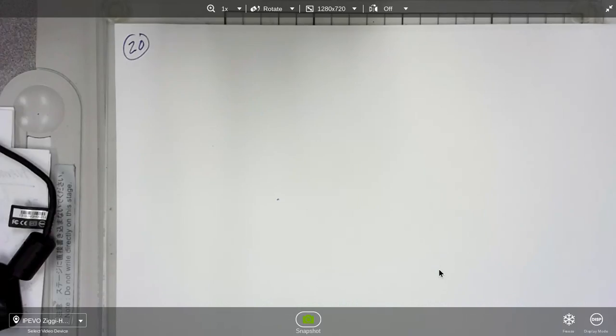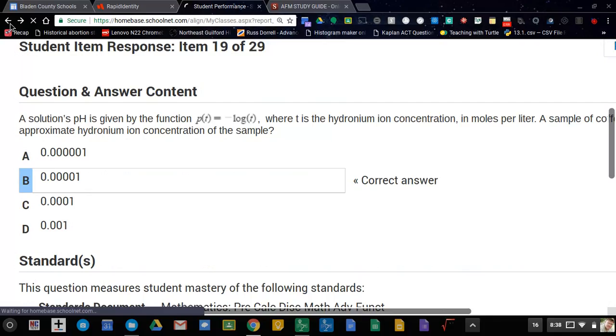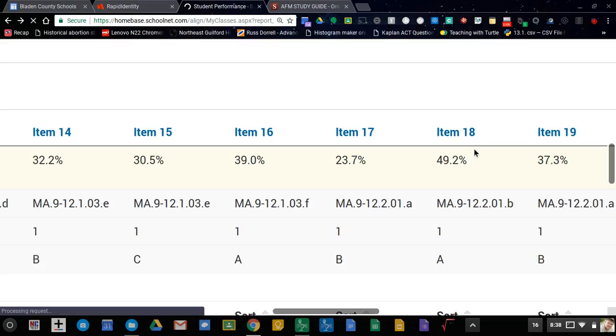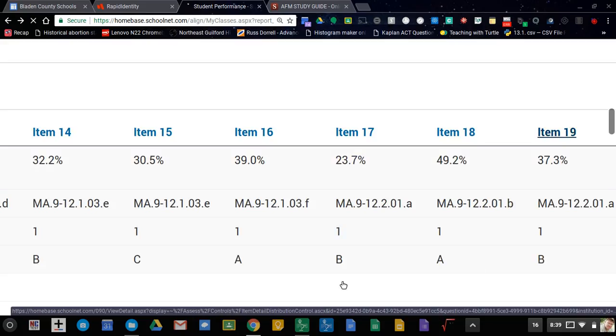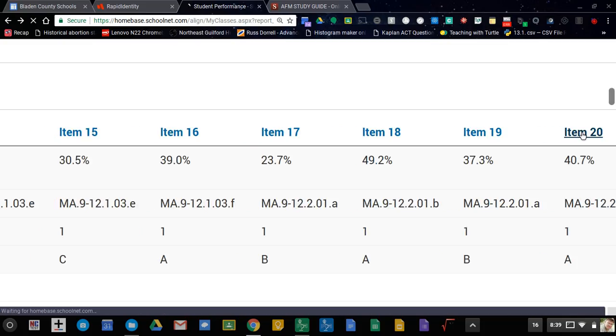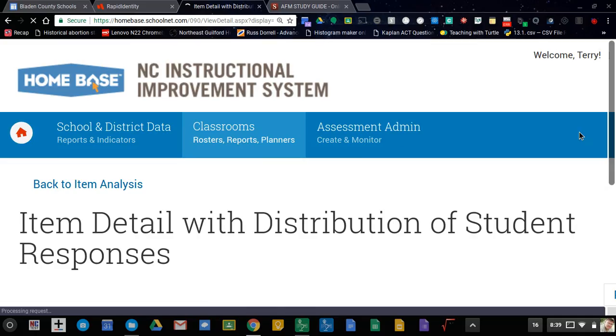So question 20, let me back up and see what that is. Oh Lord, I can't get, oh no. There it is. Come on, snag it, snag it. All right, 40.7% got this question right. So again, that's out of the 30% range, which is pretty good.